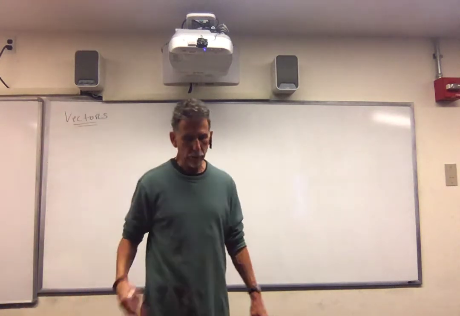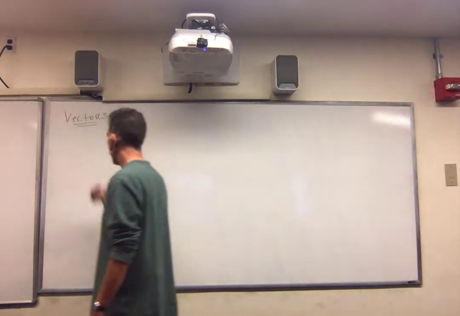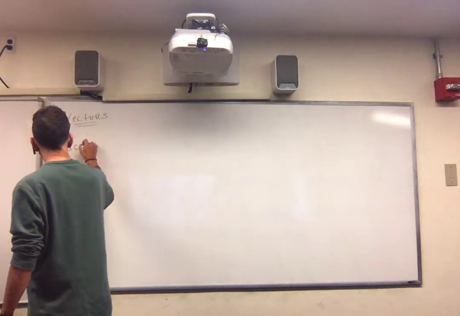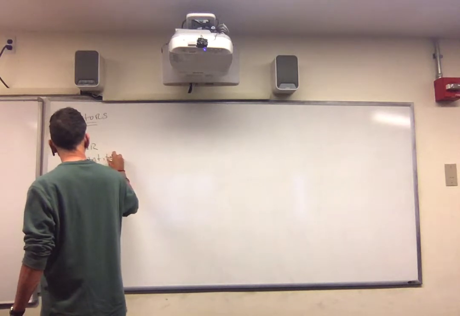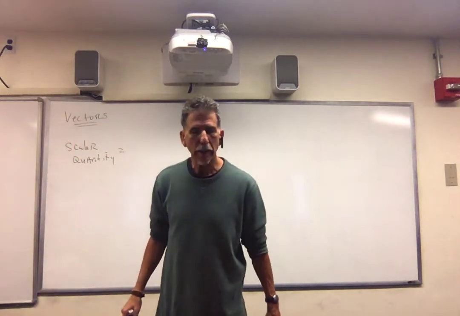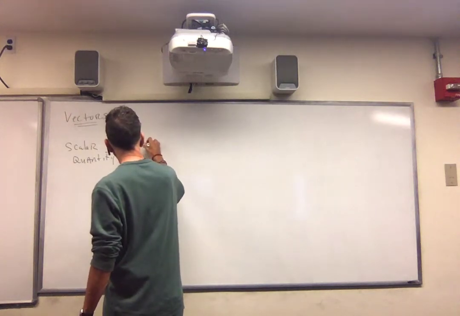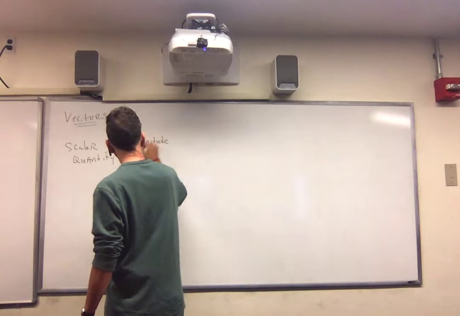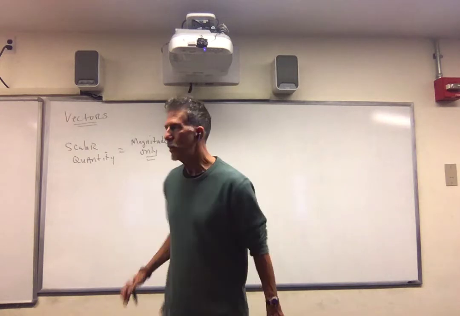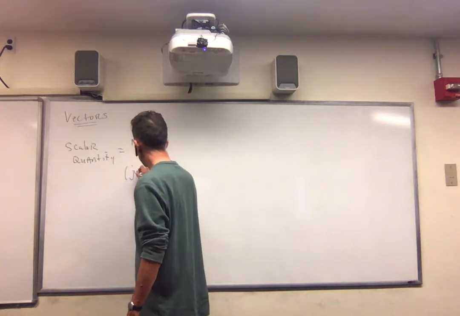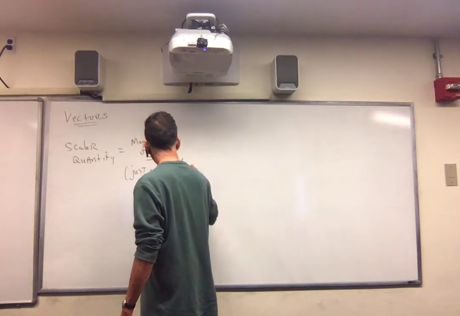Before we discuss vectors, let's define something a little simpler, something called the scalar, okay? What is a scalar? A scalar quantity is something that has a magnitude only. Okay? What does magnitude mean? Magnitude means it's just a number. Okay? Just a number. Right?